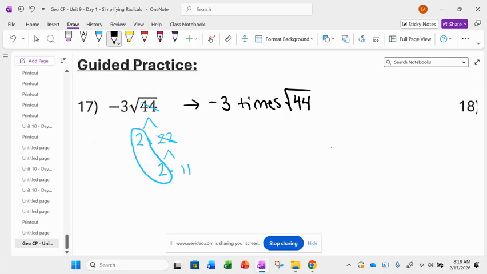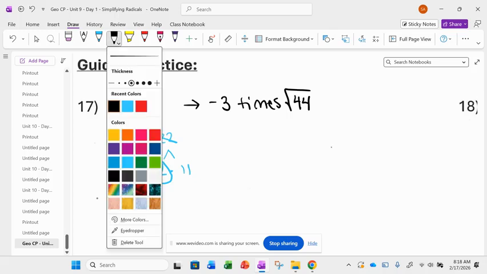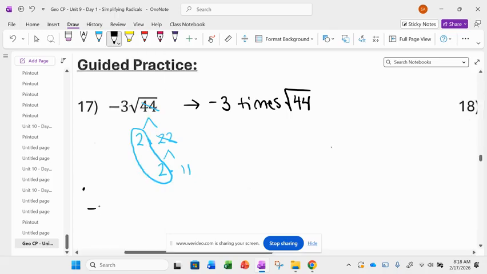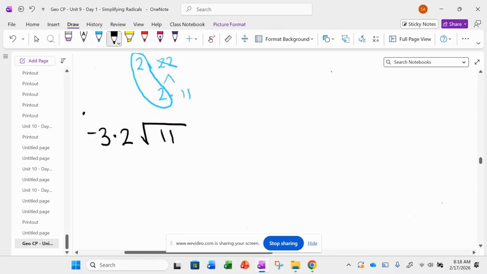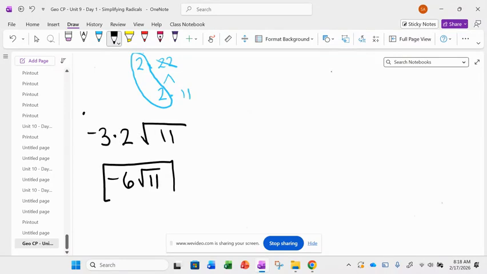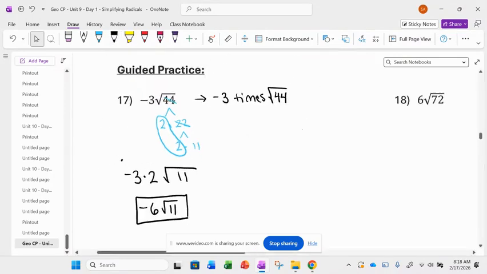So now I'm going to bring that 2 on the outside, but guess what numbers are ready? Well, don't guess. Look, what numbers are ready on the outside? A -3. So what we have here is -3 times 2, and then the square root of 11. And then -3 times 2 is -6 root 11. And that's our answer.